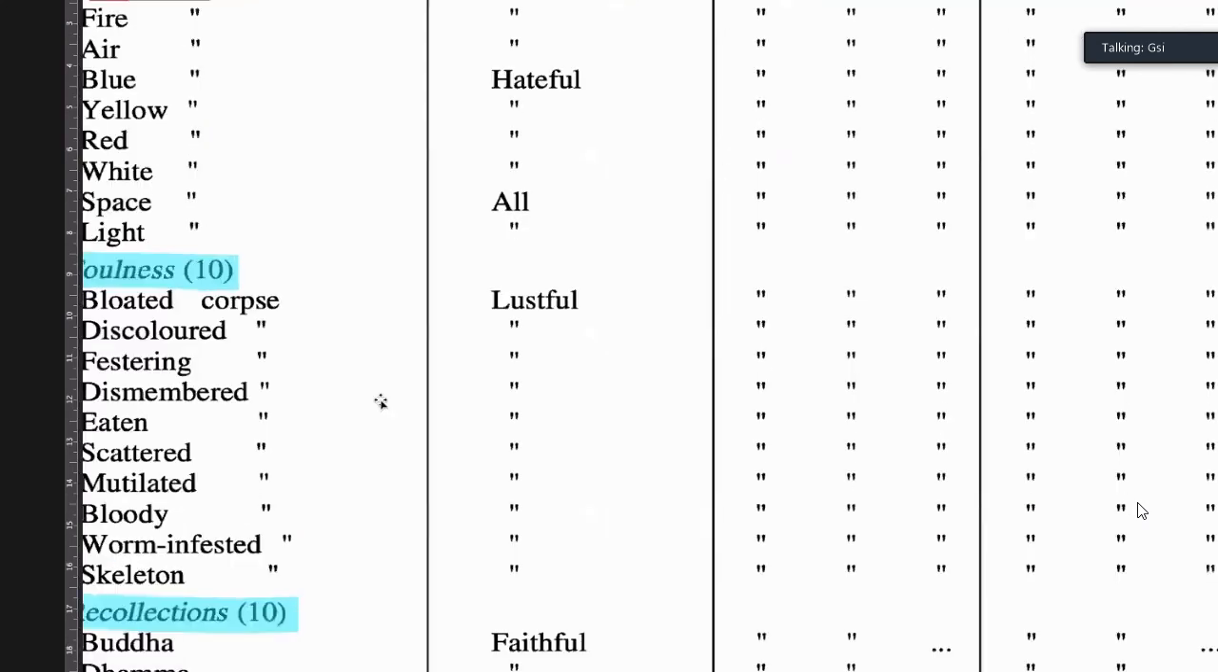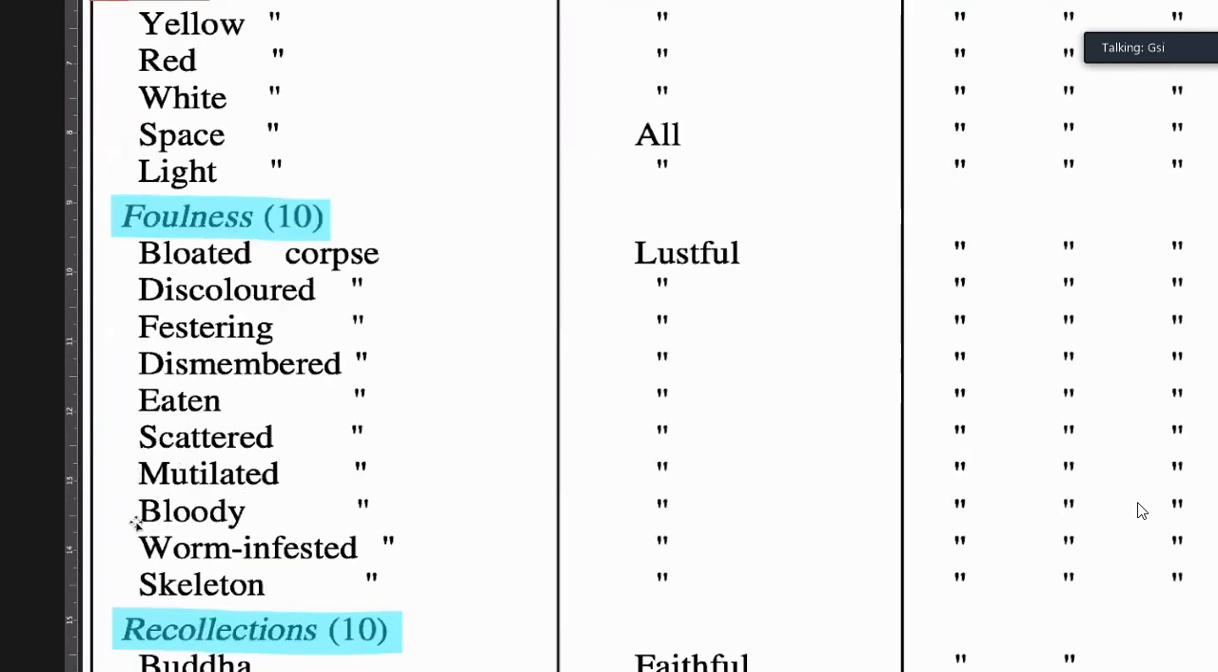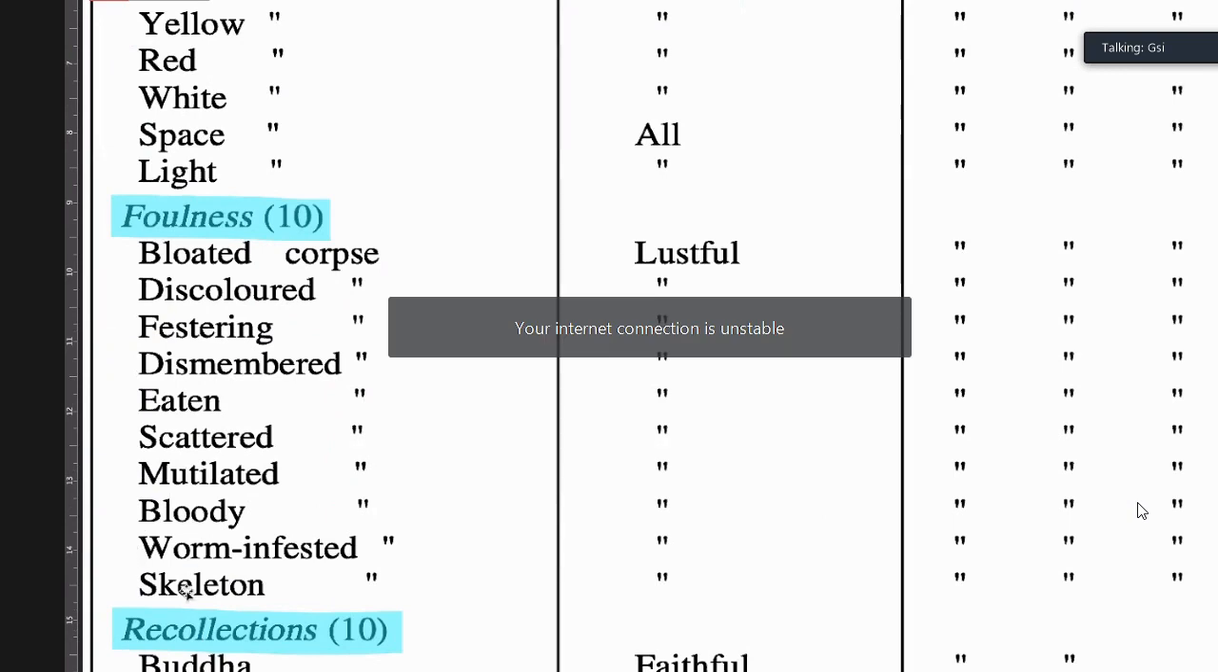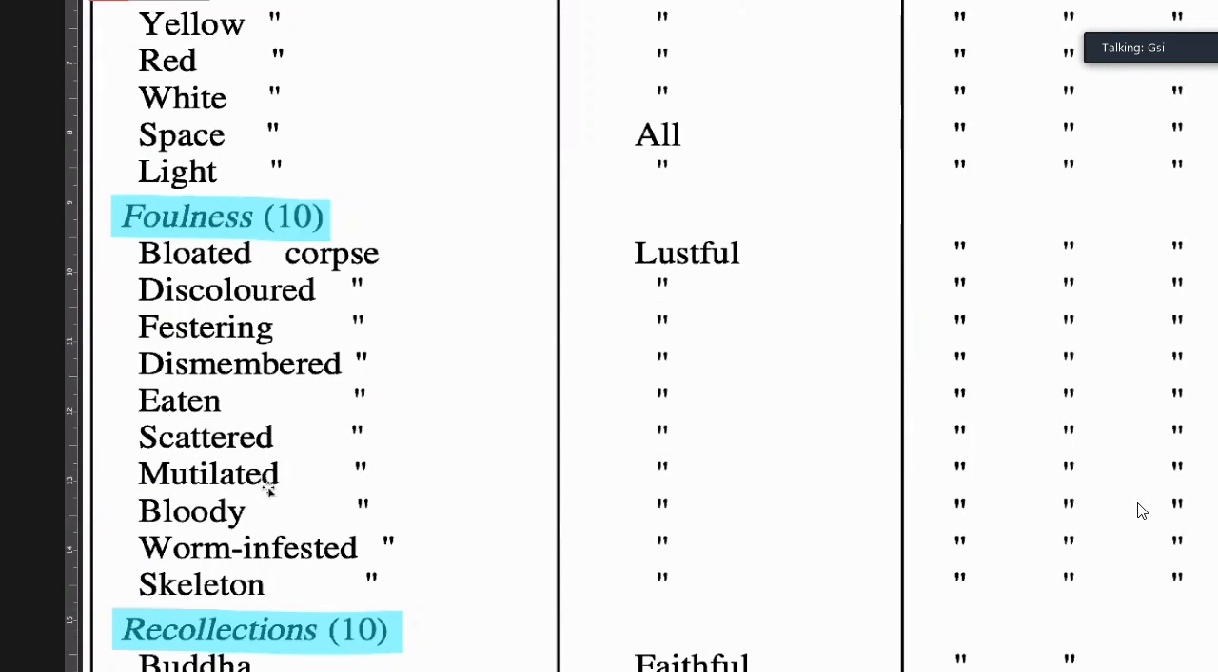Corpse, dismembered corpse, eaten corpse, scattered corpse, mutilated corpse, bloody corpse, worm-infested corpse, skeleton corpse. You can choose whichever corpse you want. You can find this thing, this foulness of the body, again, in the Satipatthana Sutta or the Mahasatipatthana Sutta.